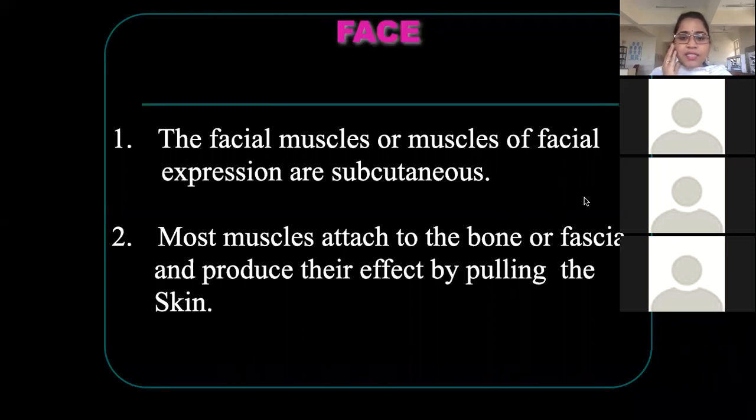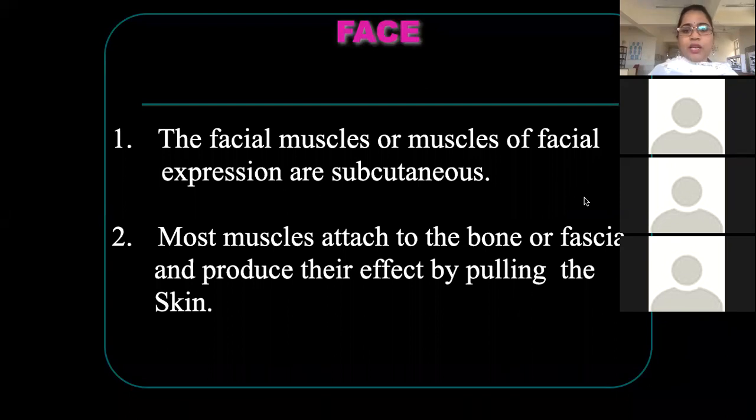This fascia, which is covering the parotid gland and the masseter muscle, is called the parotidomasseteric fascia. M-A-S-S-E-T-E-R-I-C, masseteric fascia. Parotidomasseteric fascia. The rest of the face does not have deep fascia. Till here, I hope you are all clear.